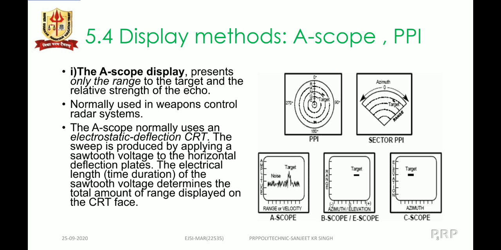A scope presents only the range of the target and the relative strength of the echo. Normally used in weapons control radar systems, the A scope normally uses an electrostatic deflection CRT. The sweep is produced by applying a sawtooth voltage to the horizontal deflection plates. The electrical length or time duration of the sawtooth voltage determines the total amount of range displayed on the CRT face.